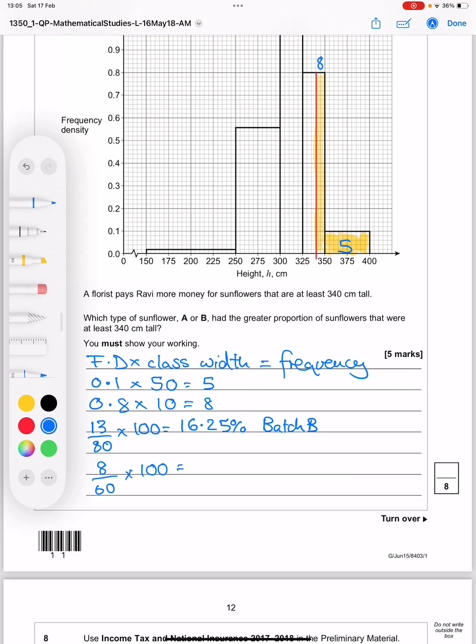Definitely want to change that into a percentage to make it easy to compare. I'm giving it 2 decimal places to make it easy to compare. It is actually a 0.3 recurring. So which one has a greater proportion of sunflowers, batch A or batch B? And it's batch B.